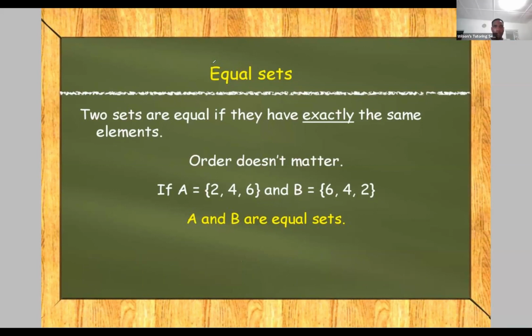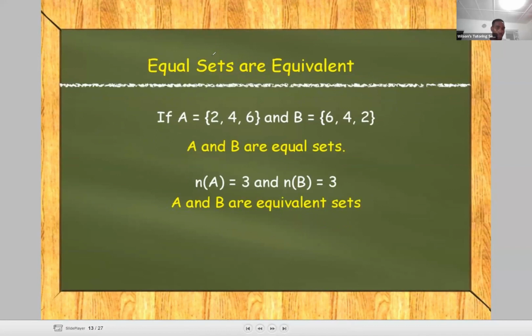All right. Now it says equal sets are equivalent. If set A has 2, 4, 6 and set B has 6, 4, 2, A and B are equal sets. The cardinality of set A and the cardinality of set B are both 3, which means they are equivalent. So it's equal when you have the same elements in each, regardless of the order. It's equivalent once you have the same number of elements. All right, everyone?